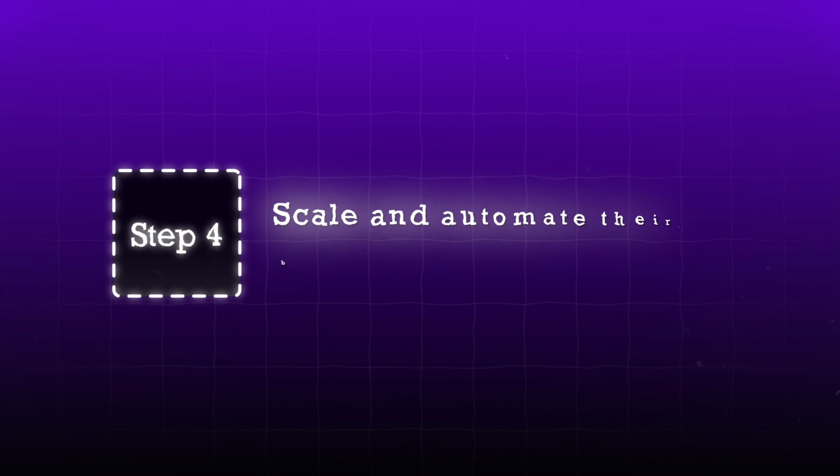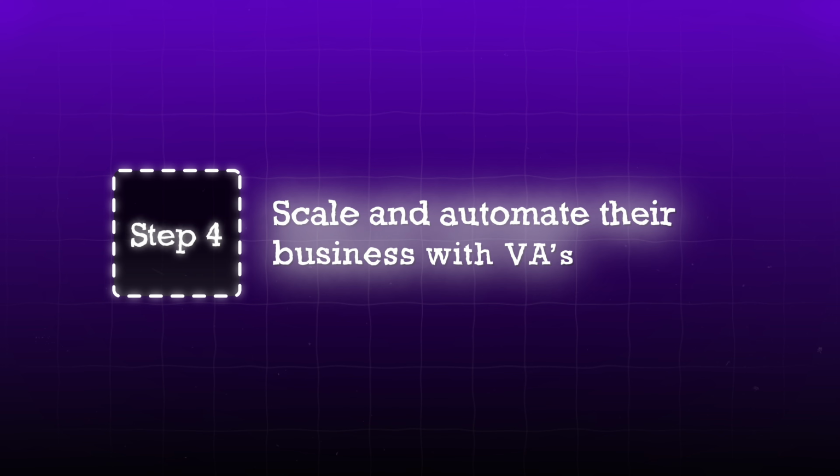And step number 4 is their plan to scale by hiring EAs, assistants, and VAs to automate so they can scale their business. Now, when I'm presenting that to a prospect, they're very clear on what their steps will be if we were to work together.